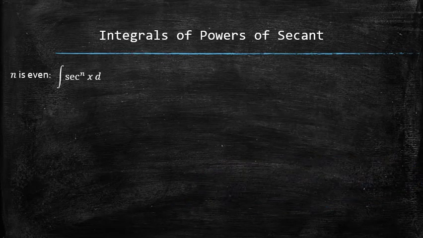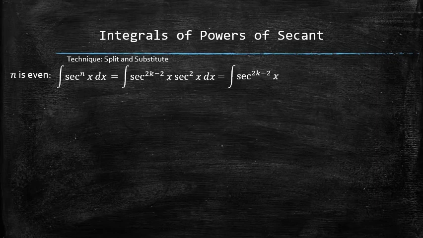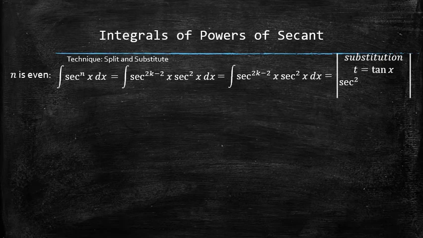When n is even, we can use the split and substitute technique, in which we rearrange the integrand by chipping away a secant squared to create a recognizable pattern. Then we set up the substitution by setting a new variable, let's say t equal to tangent x, and finding the differential of t. Next, we plug everything into the original integral, and because of the discovered pattern, we shouldn't have anything but a polynomial of t left in the integrand.